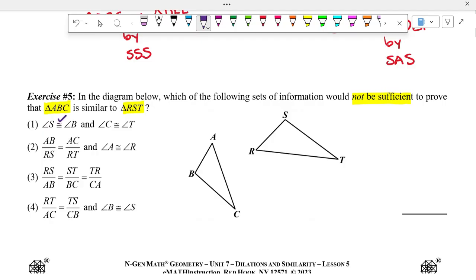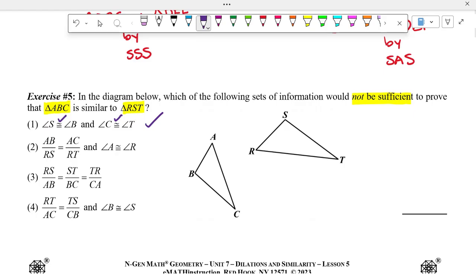What about C and T? Yes, they're corresponding, so they got to be congruent. So I got 2 congruent angles. Is that enough to prove similarity? Yes. Because remember, by the third angle theorem, that means A and R are going to be congruent as well.